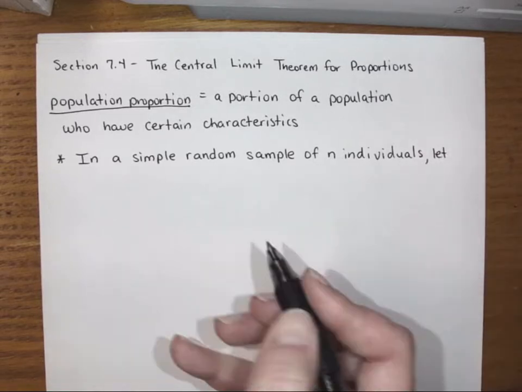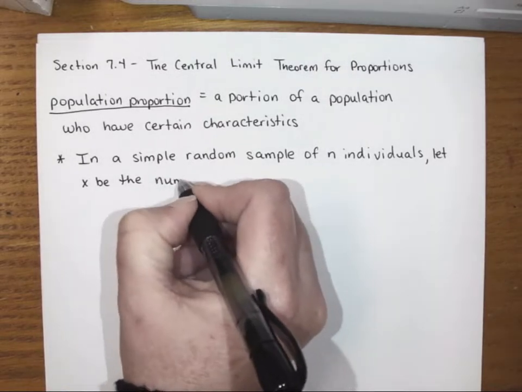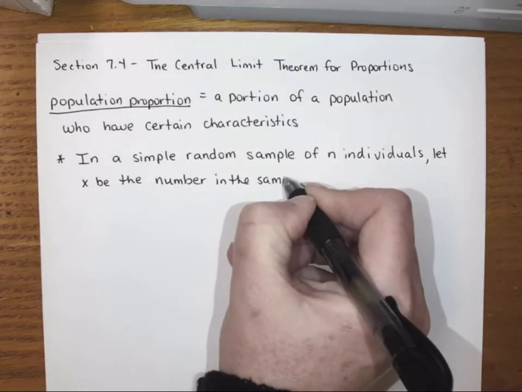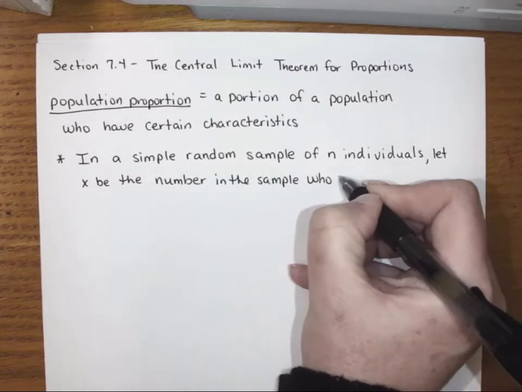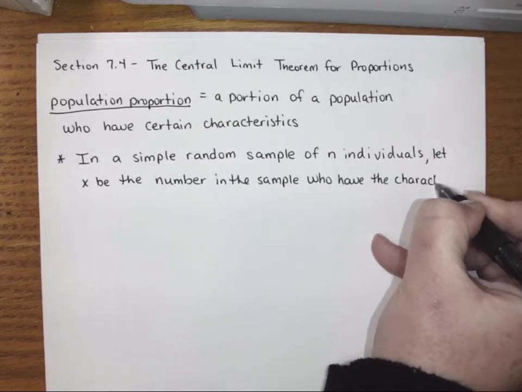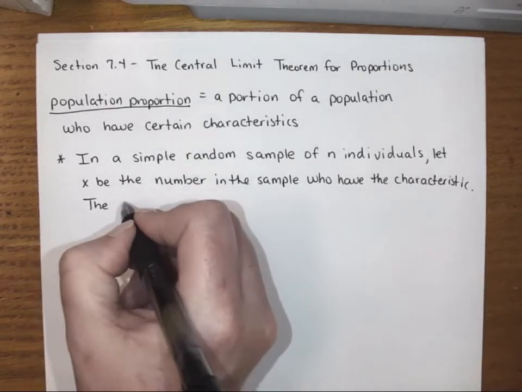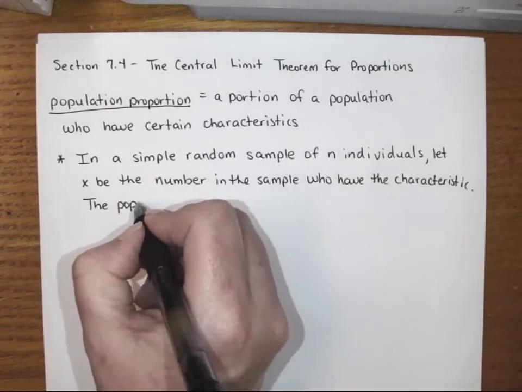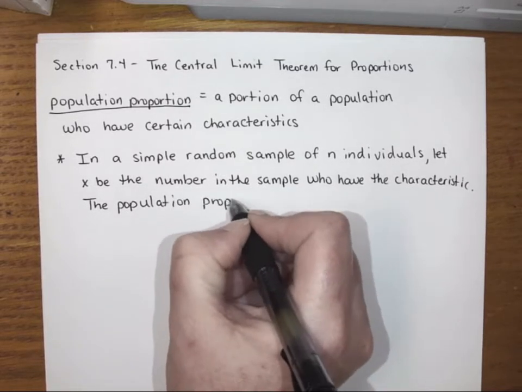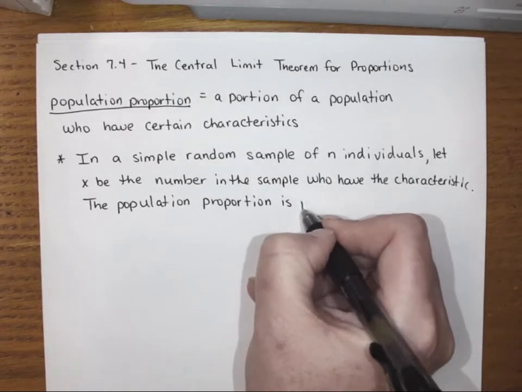So what we're going to do is we're going to let x be the number in the sample that have whatever the characteristic is. Then we're going to call the population proportion, so the proportion of the whole group, remember that's what population means, well, we're going to call that P.